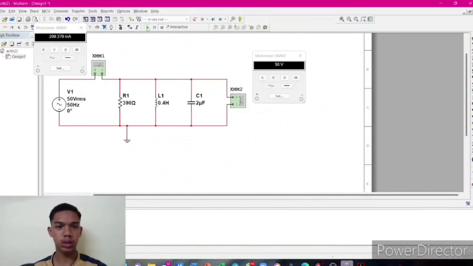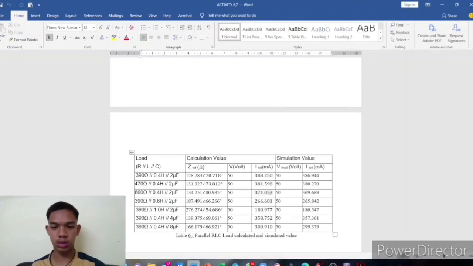And we run the circuit. Then we can see the AC ammeter reads 386.944 milliampere, and the AC voltage is 50 volt. Then we get the result. Then we can fill in the table below.